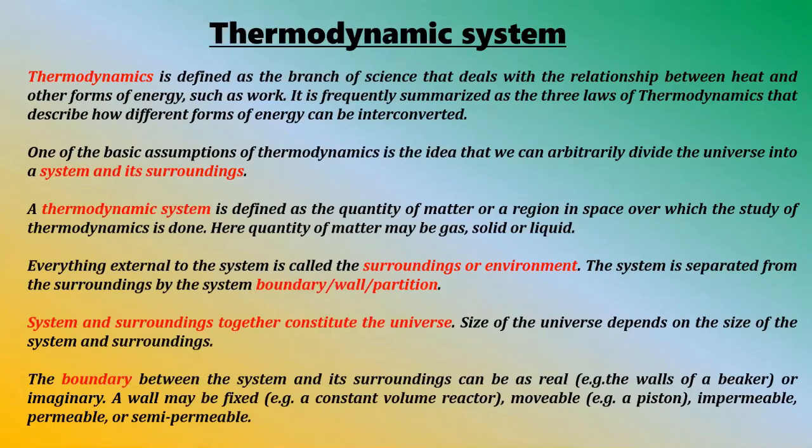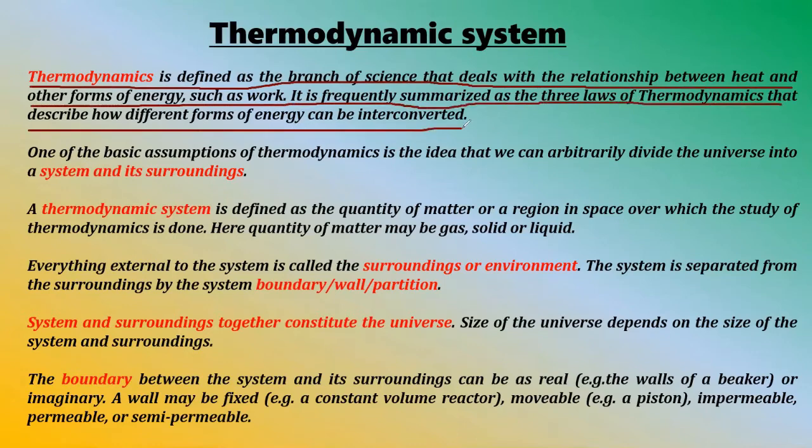What is a thermodynamic system? To know the details, we need to know what thermodynamics is first. Thermodynamics is defined as a branch of science that deals with the relationship between heat and other forms of energy such as work. It is frequently summarized as the three laws of thermodynamics, which describe how different forms of energy can be interconverted. So what is the definition of thermodynamics? Thermo and dynamics: thermo means heat, dynamics means movement.